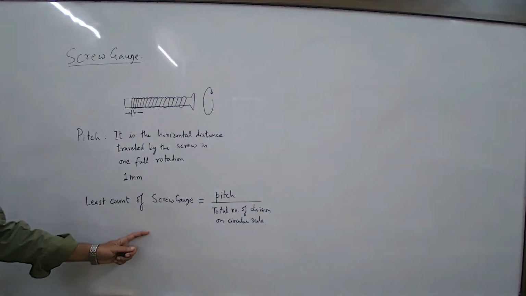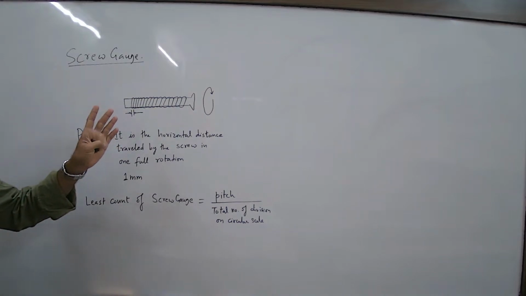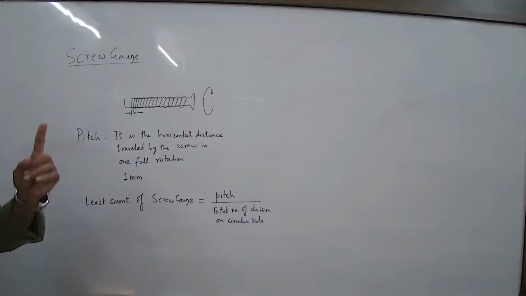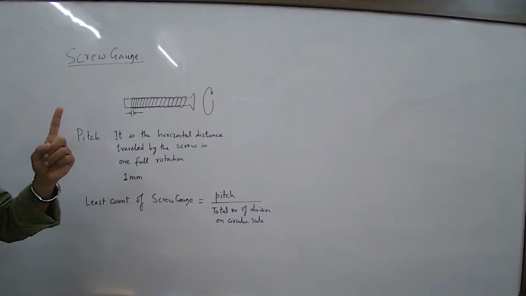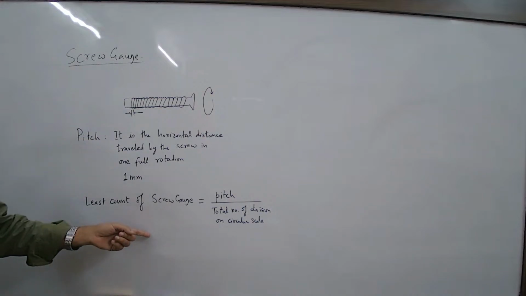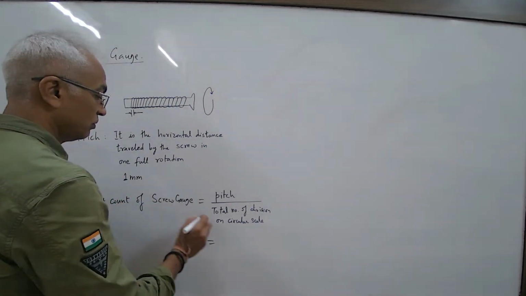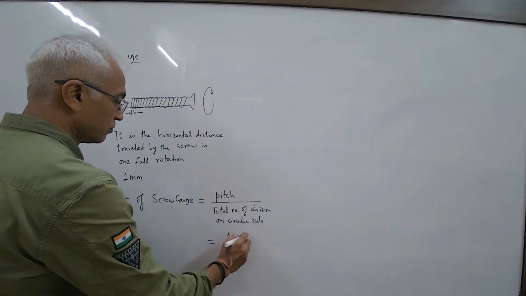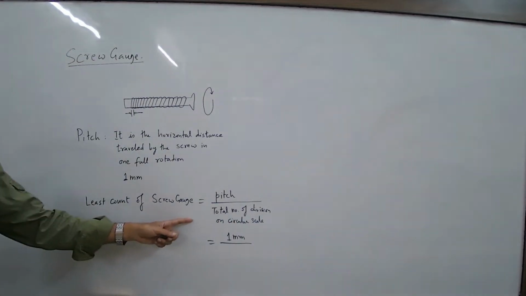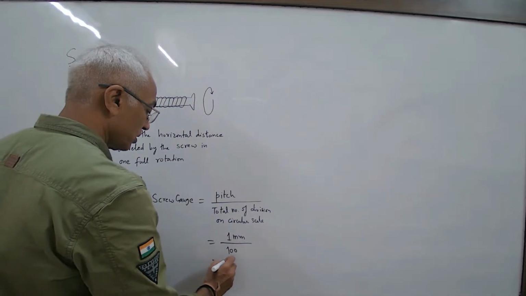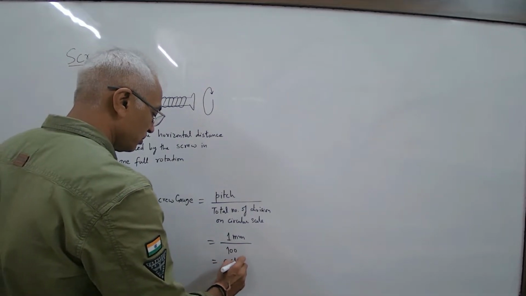ठीक है, ऐसे निकालते हैं. जैसे हमने लीस्ट काउंट को पहले वर्नियर कैलिपर्स का निकाला था. कितना आया था लीस्ट काउंट वर्नियर कैलिपर्स का? कितना था? 0.1 मिलीमीटर, है ना? स्केल का कितना था? 1 मिलीमीटर. और वर्नियर कैलिपर्स का लीस्ट काउंट आया था 0.1. अब स्क्रू गेज से निकालते हैं. तो स्क्रू गेज का कितना है? देखो, पिच हमने क्या बोला? 1 मिलीमीटर. टोटल नंबर ऑफ डिवीजन ऑन सर्कुलर स्केल मैंने कितना बताया था? 100. ये कितना आ गया? 0.01 मिलीमीटर.